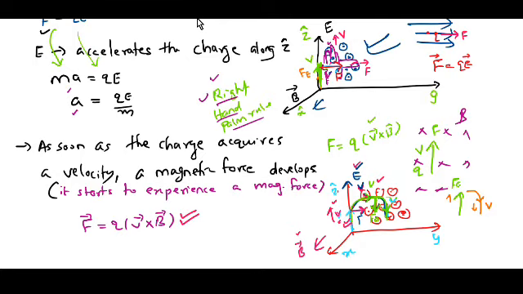Since these two are opposite, the velocity of the charged particle is against the E, and hence the charged particle decelerates.